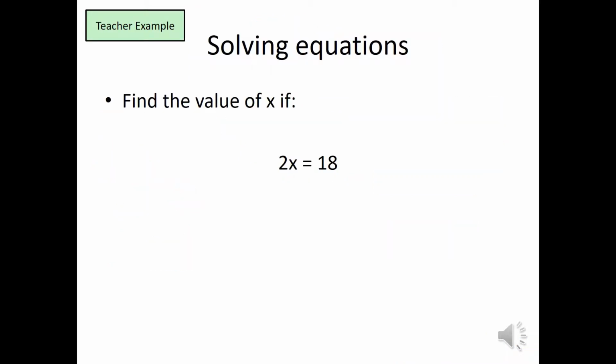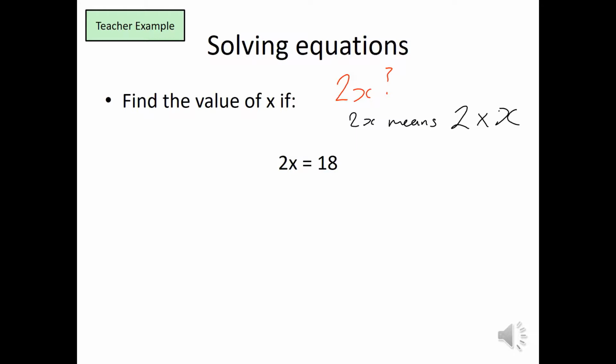Okay, so find the value of x if 2x equals 18. First things first, we need to recap some algebra. What does 2x mean? 2x means we have two lots of x. So this is equivalent to 2 times x.